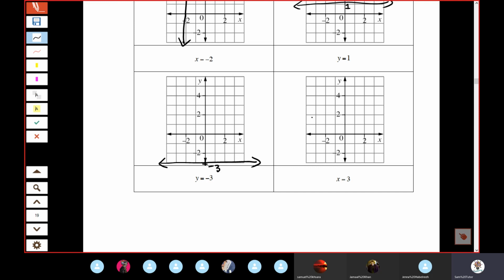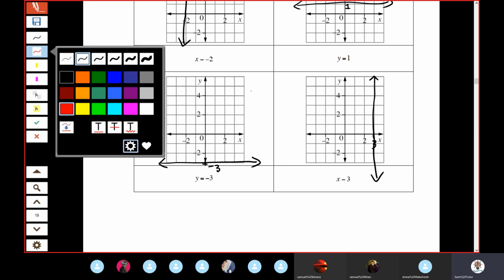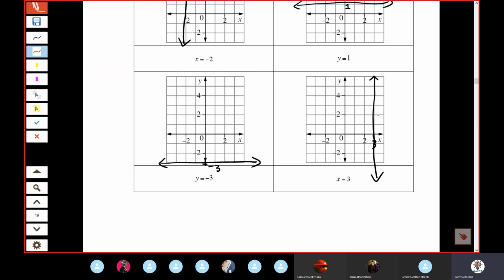Draw x equals 3. It's not this way. That's wrong. X equals 3 is right here. And another way to show that it does actually make sense: if I told you what is the point here, well, you know the x value is 3, but the y value is 2. What about here? Well, the x value is still 3, and the y value is changing. So if you go anywhere on this line, your x value is always 3. And that's how you know what you've drawn is correct.